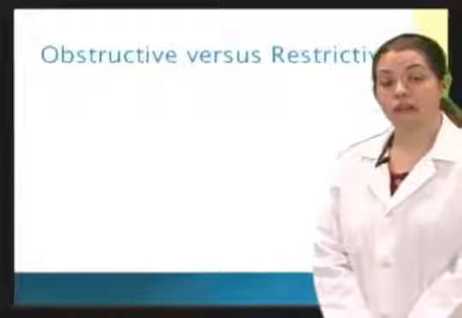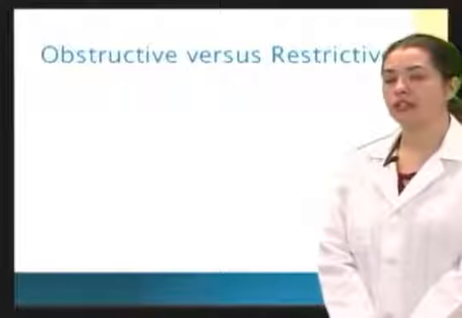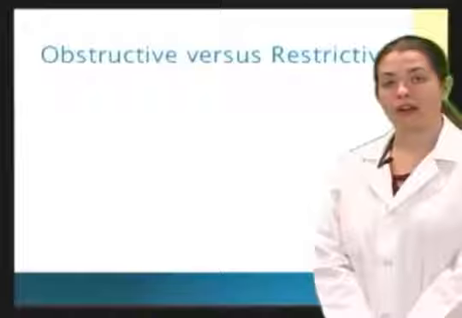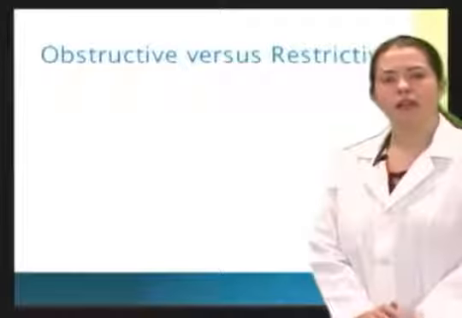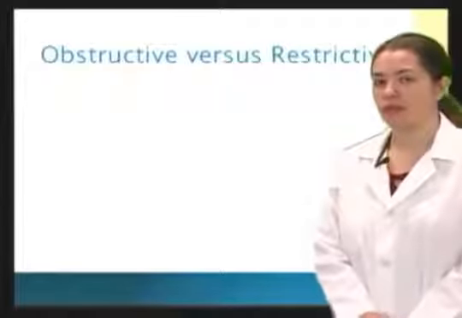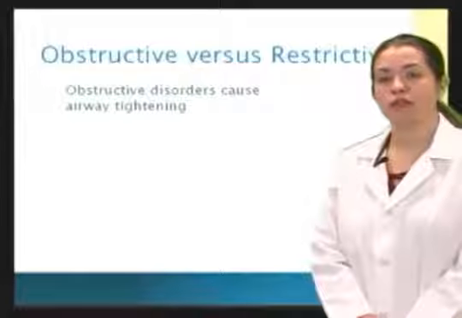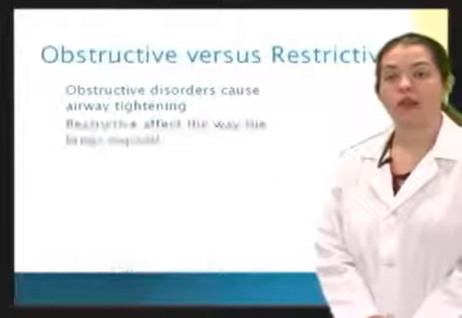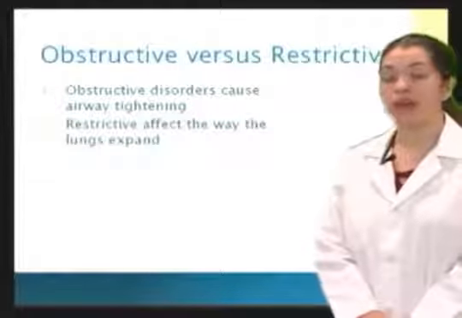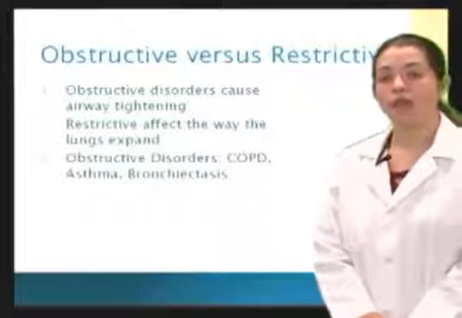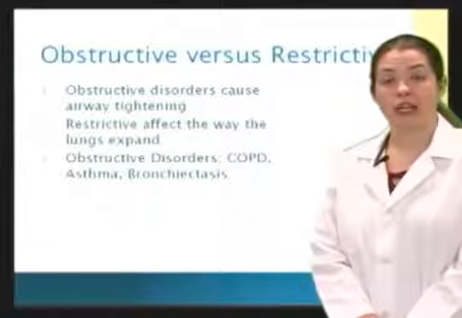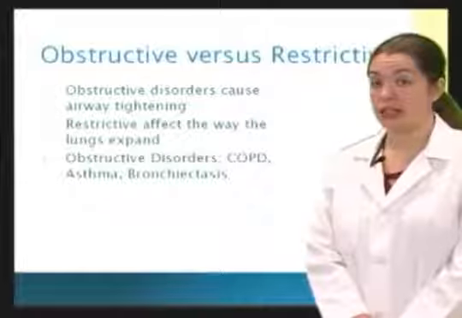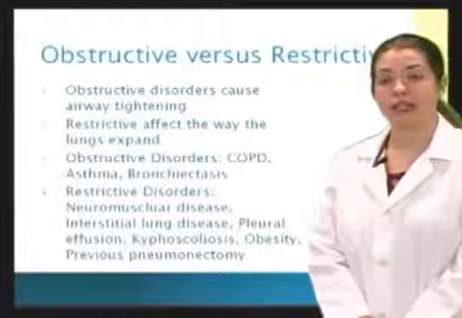Spirometry can also help us determine whether the airflow limitation is an obstructive or restrictive pattern. Before we discuss that, what do we mean by obstructive and restrictive? Obstructive disorders cause airway tightening. Restrictive affect the way the lungs expand. Obstructive disorders include COPD, or chronic obstructive pulmonary disease, asthma, and bronchiectasis.